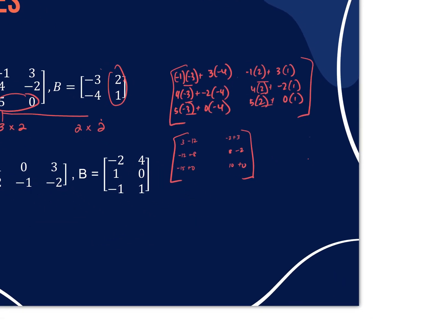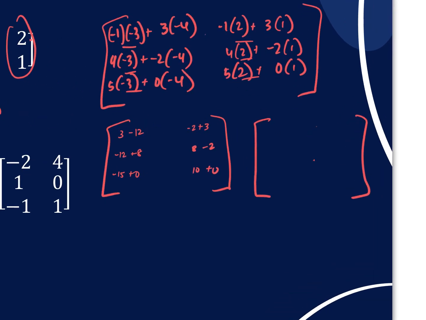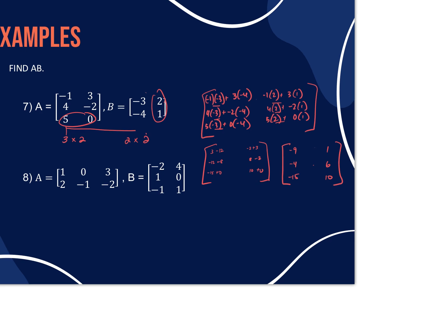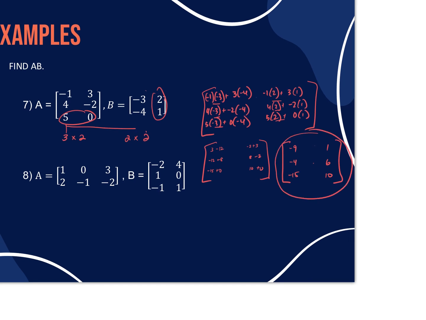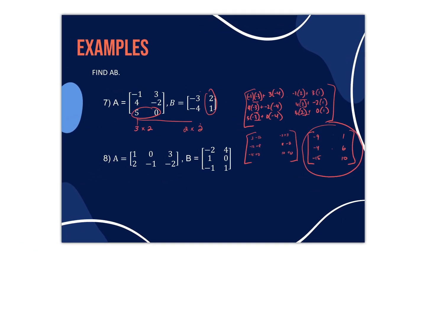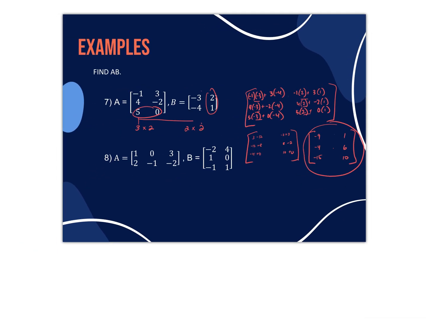And then my final answer is going to be the sum or the difference of those, right? So 3 minus 12 is -9. I'll do the right side. -2 plus 3 is 1. -12 and 8 is -4. 8 minus 2 is 6. -15 and 0 is -15. And 10 and 0 is 10. And so this is the final answer to that problem. That is the product of those two matrices. So it's interesting, right? The pattern, it's weird. It doesn't make a lot of sense sometimes.